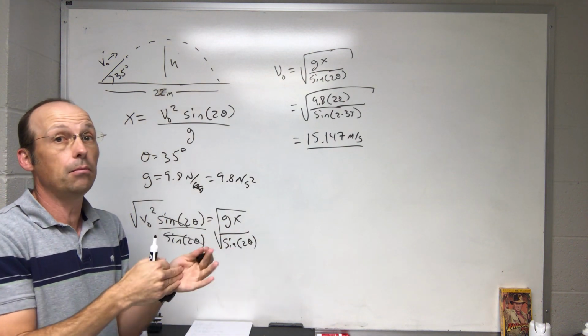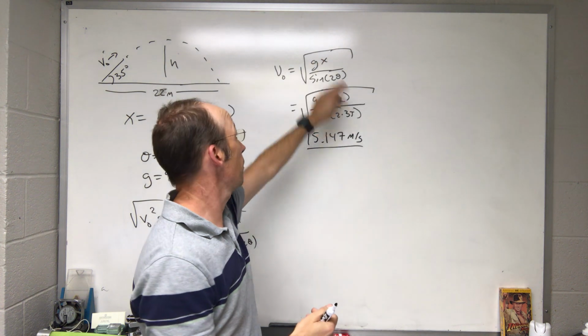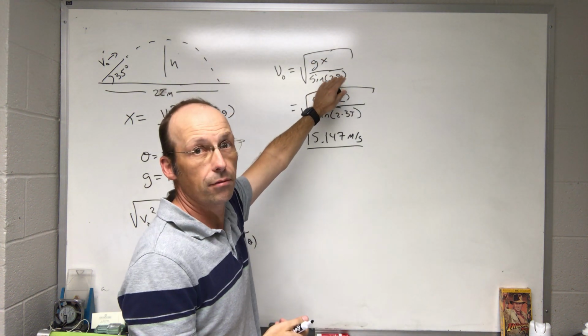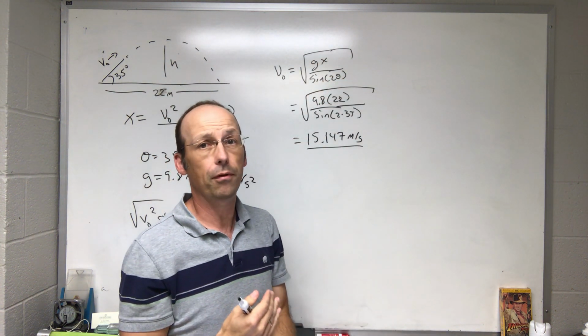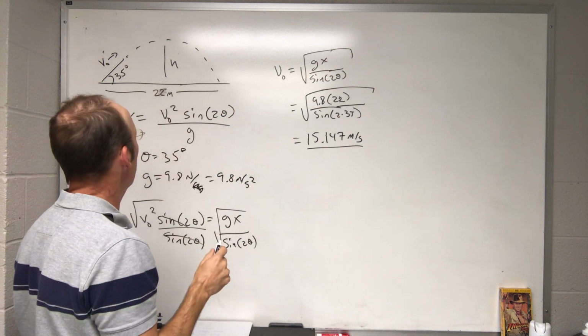Check that. If you're not getting that number, then just make sure you're doing your calculator right. You can put it in more than one time. Do just g times x, and replace that with the number. Then do 2 theta, replace this with the number. Do it in multiple steps. Don't do it in one step if you're not sure. Okay, so now I know the launch velocity.